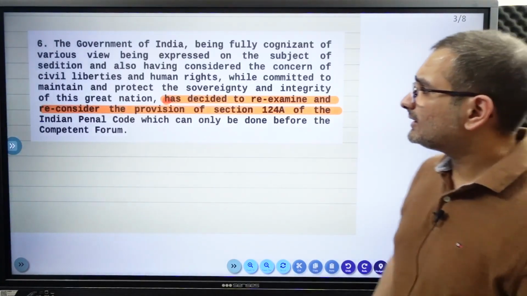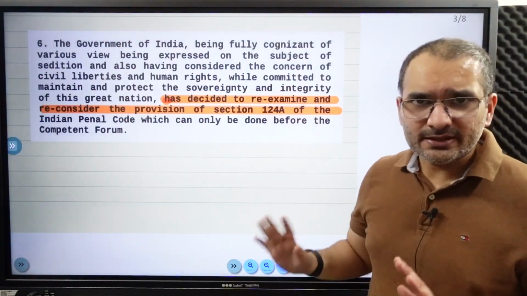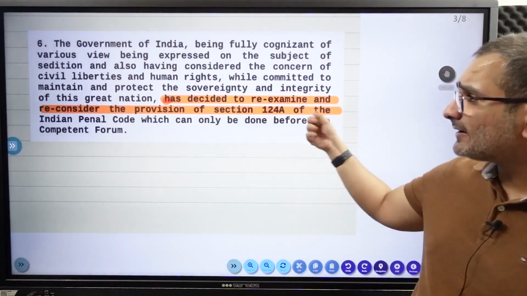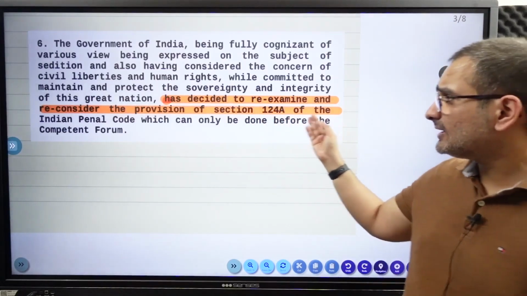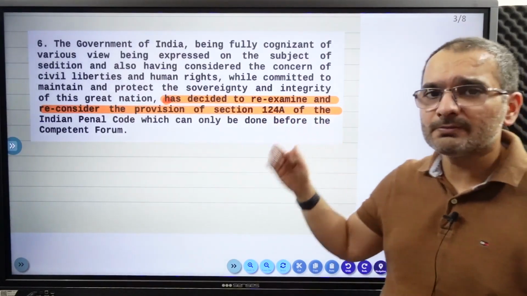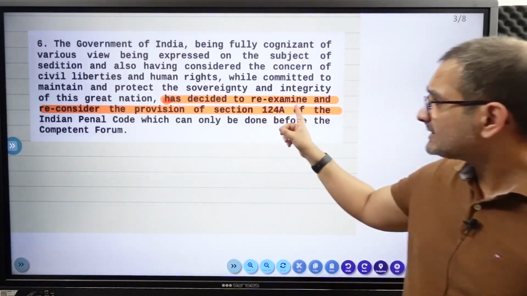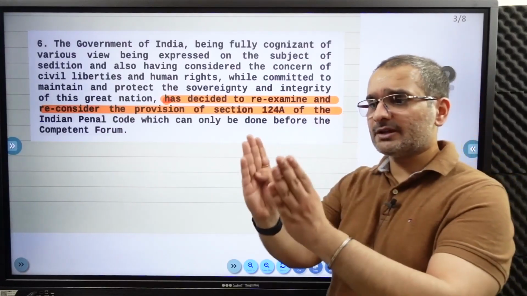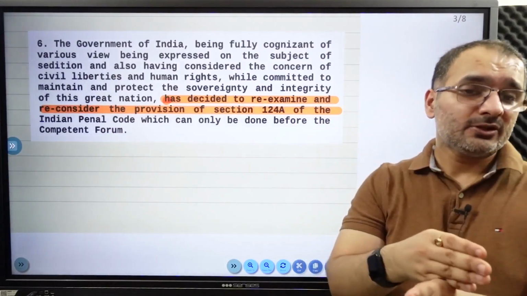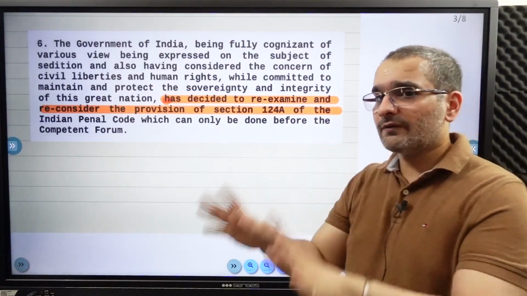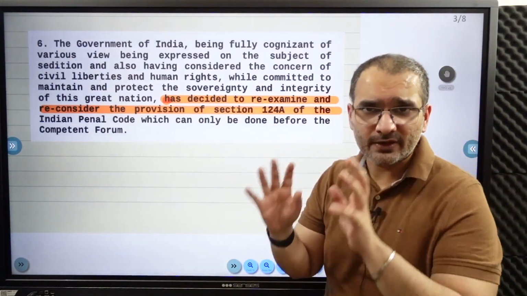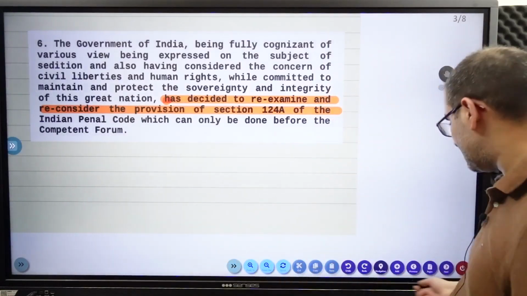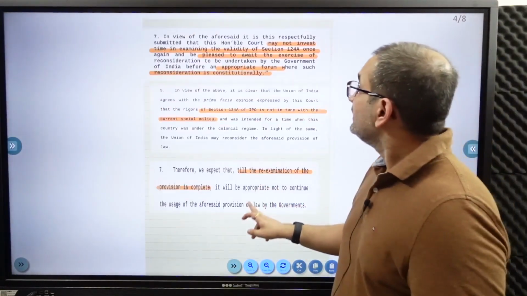So यहाँ पे they have said, thanks to these reasons, the central government has decided to re-examine and reconsider the provision of section 124A of the Indian Penal Code, which can only be done before the competent forum. So they want to re-examine and reconsider, thanks to, well, we are for protection of civil liberties, we don't want this offense to be misused, we are all for freedom of speech and expression. One of India's diverse strengths is the diverse thought streams that flourish in the country, etc., etc. All right.